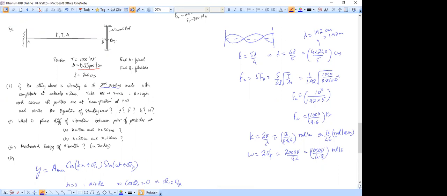Here I made a mistake. Wait. This is 2 pi by 192, no? Not so. This calculation is wrong. Just a second. The value of k I've written finally is wrong. Lambda is okay. This will double actually. Lambda is 1.92, na? So it will be 0.96. Okay, or 96 radians per centimeter.